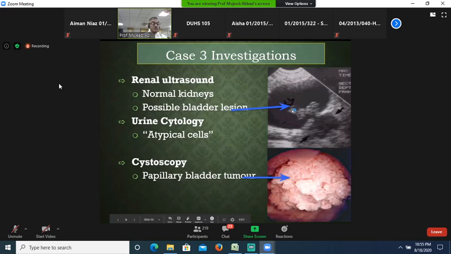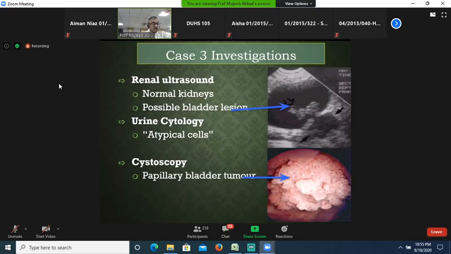Now next one, this is the investigation: ultrasound shows normal kidneys but a possible bladder lesion there. You can see it, and urinary cytology shows atypical cells. That's the troublesome part. Cystoscopy showed this one, a papillary bladder tumor, and that was the cause for his passing frank blood with clots.